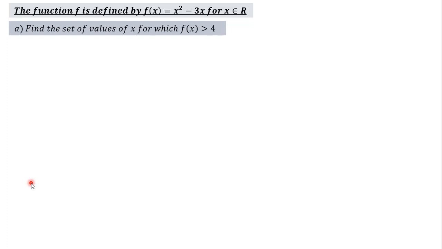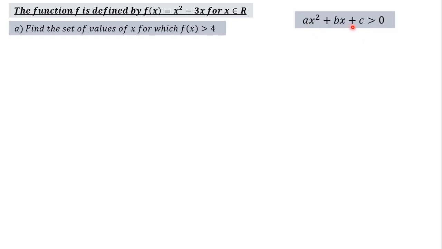First thing, students, that must come to your mind is the general form of the quadratic inequality. So students, we know that the general form of the quadratic inequality is ax squared plus bx plus c greater than or equal to 0, less than or equal to 0, greater than 0 or less than 0, where a, b and c are constants.